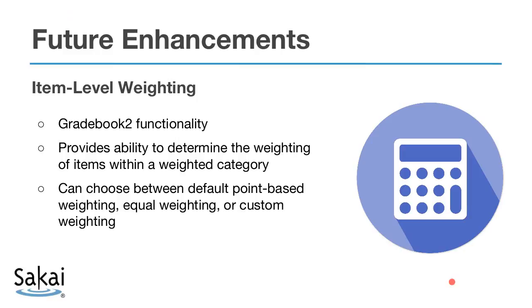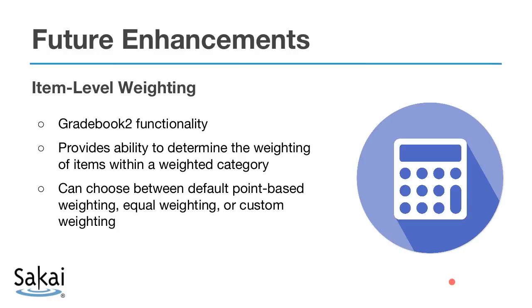By default, these item weights are based off of the item's total point values. So if you have 3 items that are each worth like 100 points, they're going to all end up equaling 33.3% of that category's weighted percentage. And if those point values are different, the item weights change accordingly. So that's the point-based weighting that's by default within Gradebook 2 and Gradebook 1.